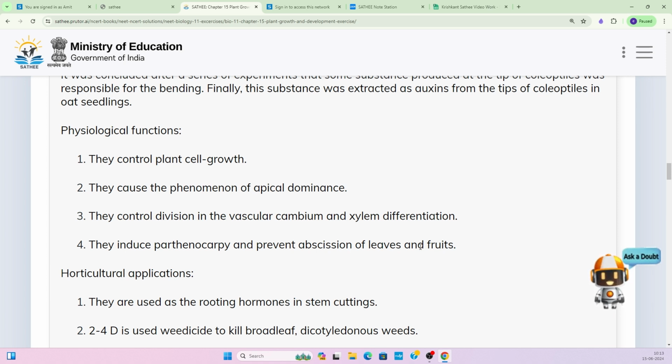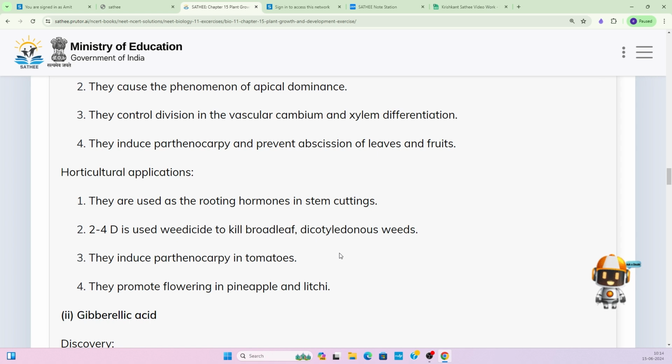They control the division in the vascular cambium and xylem differentiation. You know that xylem has 4 different types of cells. So the xylem differentiation is controlled by this auxin, and they also show the division in the vascular cambium. They induce parthenocarpy and prevent the abscission of leaves and fruits. So parthenocarpy, seedless fruits, are developed by the action of this particular hormone, and they also prevent the formation of the abscission layer in the leaves and fruits.